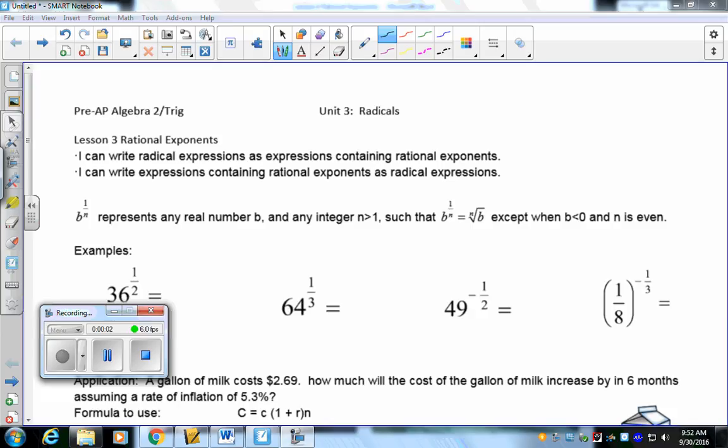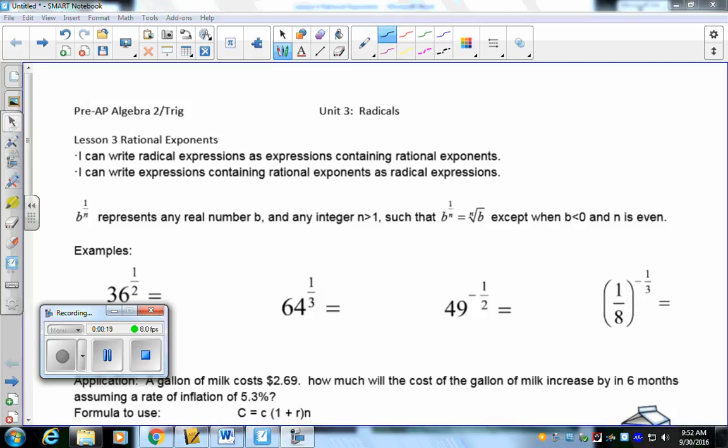All right, this is Unit 3, Lesson 3, Rational Exponents. And by the end of this unit, you should be able to identify what a rational exponent is, and then write radical expressions as expressions containing rational exponents and vice versa. Okay, being able to switch between radicals and rationals.